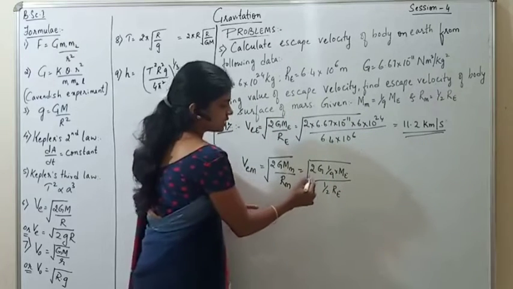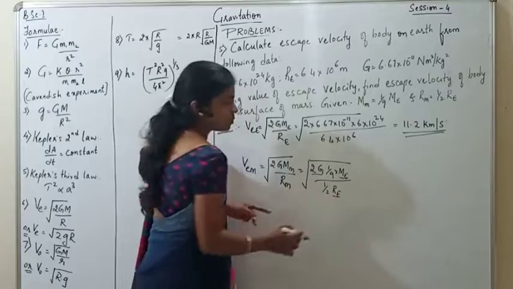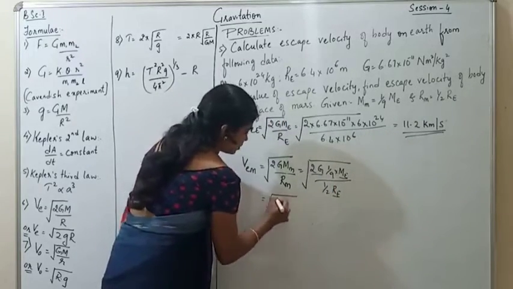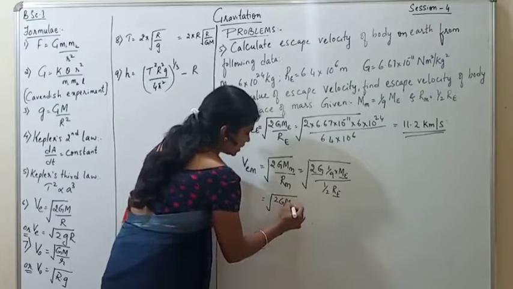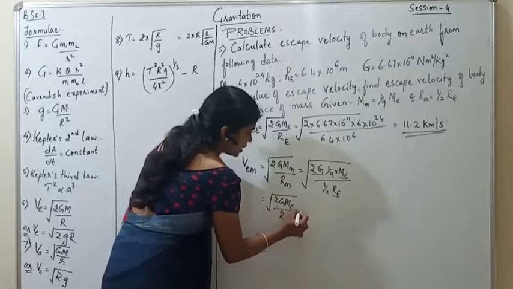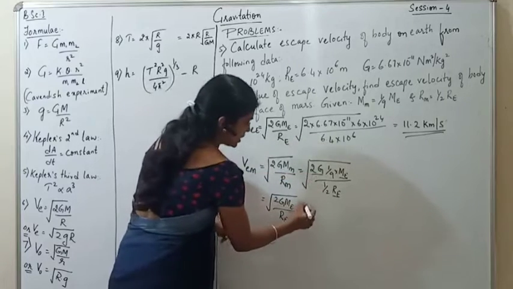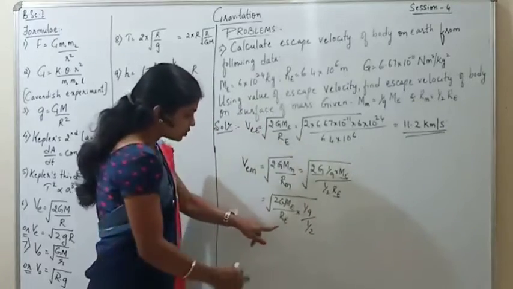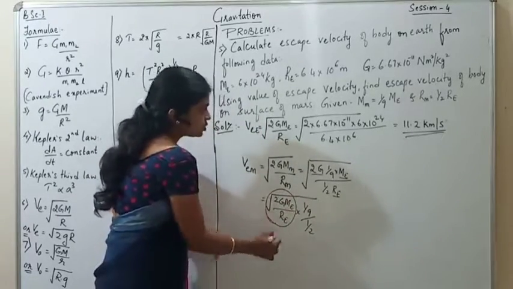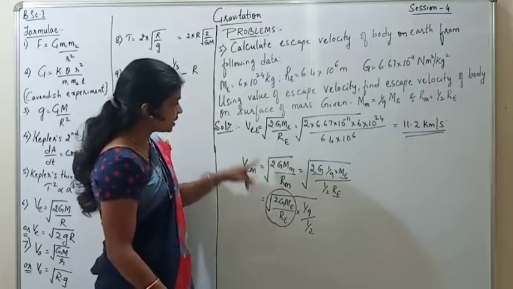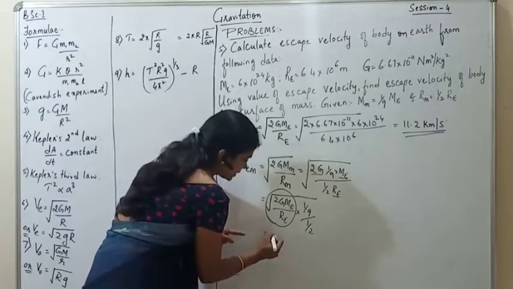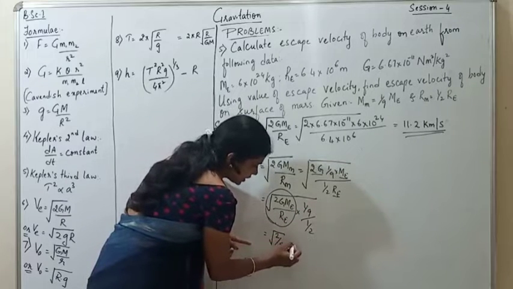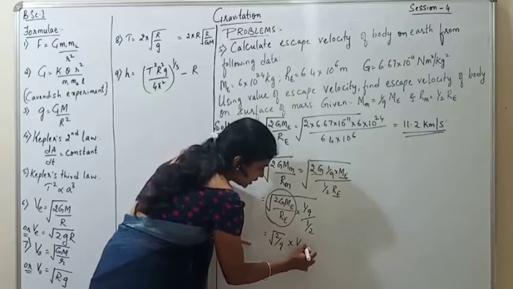Now I'll just remove this 2GMe upon Re separately. So I get square root of 2GMe by Re into what is left: 1/9 is left on top and half is left below. Square root of 2GMe by Re is nothing but Ve. So I get square root of, 2 goes on top, 2/9 into Ve.